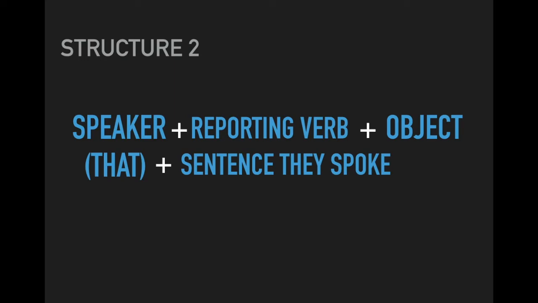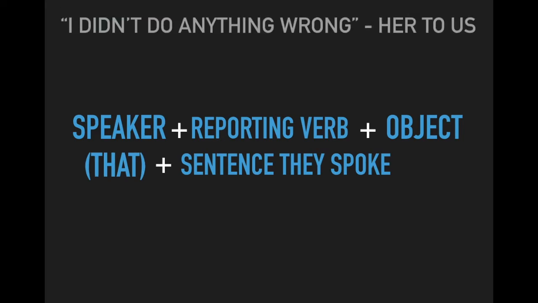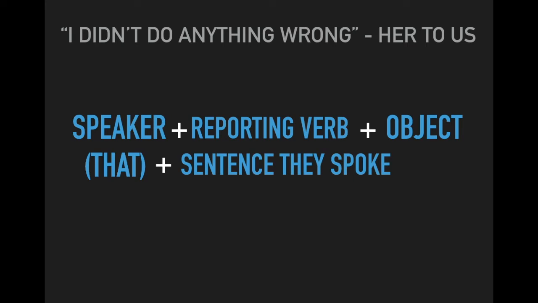So the structure starts the same as the first one. We always start with the speaker, then the reporting verb. And the reporting verb will be in past tense because they said it in the past. So then we need an object. Who is being spoken to? Again, you can include that, but you don't have to, and the sentence that they spoke. So go ahead and pause the video, and on a piece of paper or in your head, see if you can put this sentence together. And when you're ready, you can check to see if you got the answer correct.